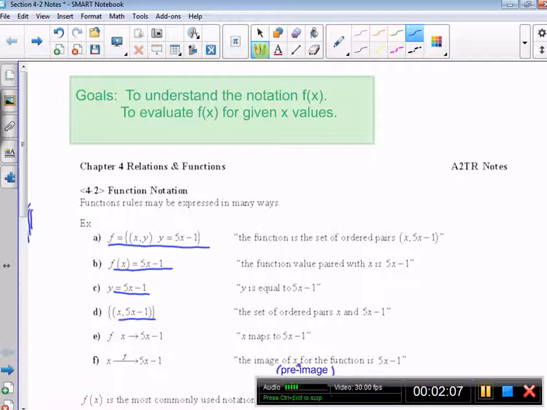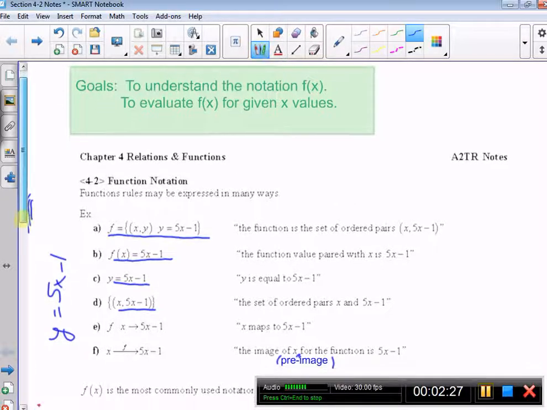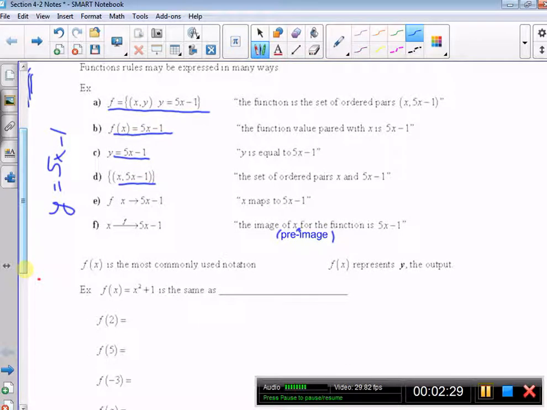The image of x for the function is 5x minus 1. All of these, A through F, mean y equals 5x minus 1. They refer to functions in various ways for various reasons that you will understand as we get there. Like in composition of functions, you need to be able to refer to functions as f, g, and h to simplify things. So commonly, f of x is most commonly used.